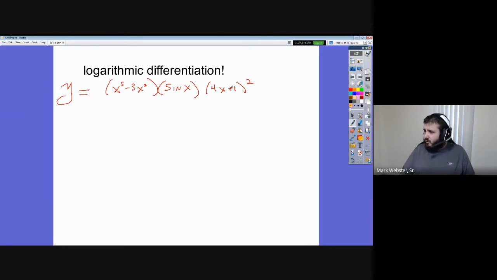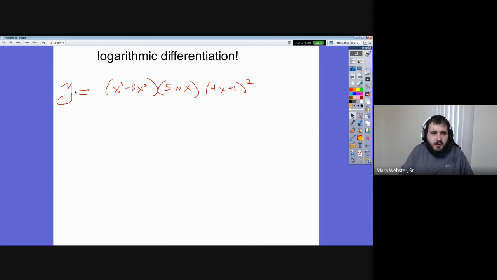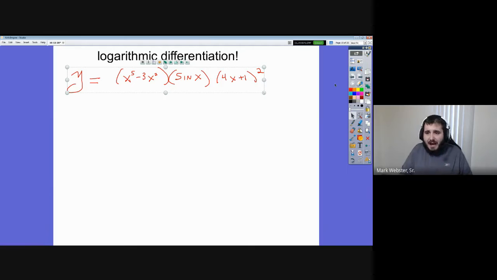In order to do this problem, I would need product rule. I would need chain rule. I would need a ton of stuff. I don't want to do that. Me personally, the fact that logarithmic differentiation exists is fabulous because it means that I can take this whole expression and dumb it down.